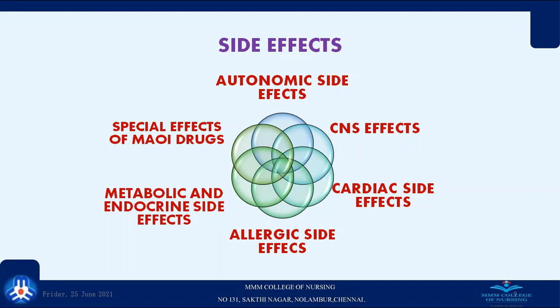These come under CNS effects, and cardiac side effects are tachycardia, ECG changes, arrhythmias, and direct myocardial depression. Allergic side effects such as skin rashes and agranulocytosis, systemic vasculitis, and cholestatic jaundice. These are the symptoms under allergic side effects. And metabolic and endocrine side effects are weight gain. Special effects of monoamine oxidase inhibitors are hypertensive crisis, severe hepatic necrosis and hyperpyrexia. So these are the common side effects when a patient is taking these antidepressant drugs.